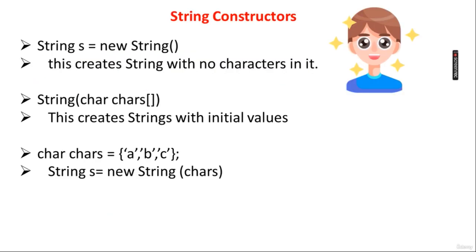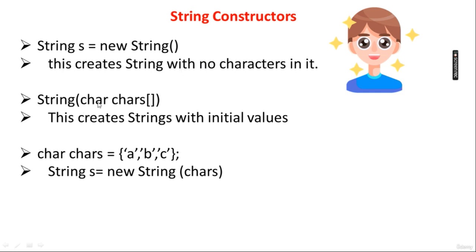String constructors. What are string constructors? String s = new String(). These are the different types of string constructors available in the java.lang.String class. String s = new String() creates a string with no characters. Then String(char[] chars) creates a string with its initial value. For example, char chars[] = {'a','b','c'}; String s = new String(chars). Here no value is passed in the first case. This is the default constructor. It will create a blank string.